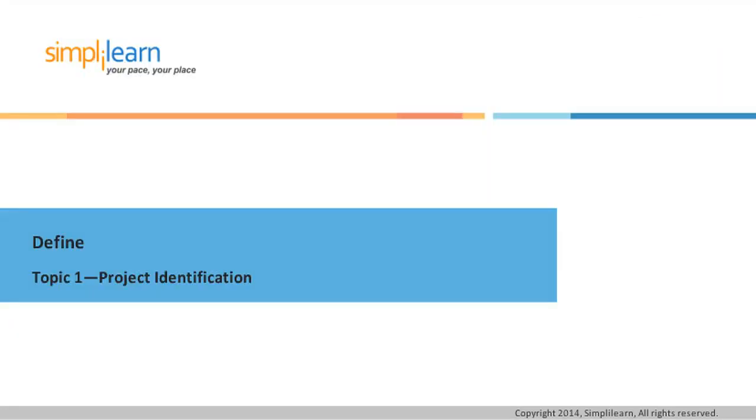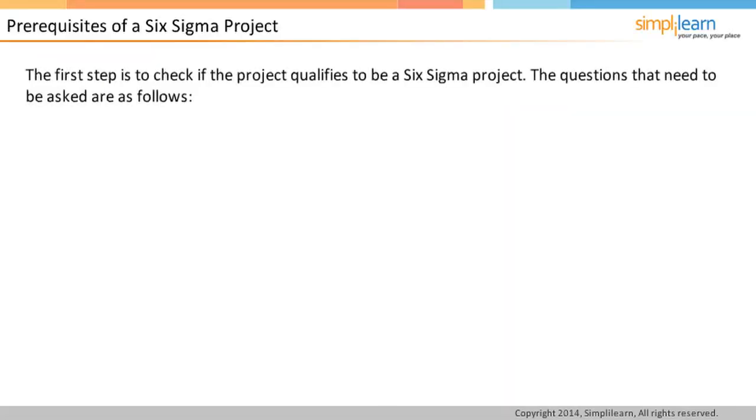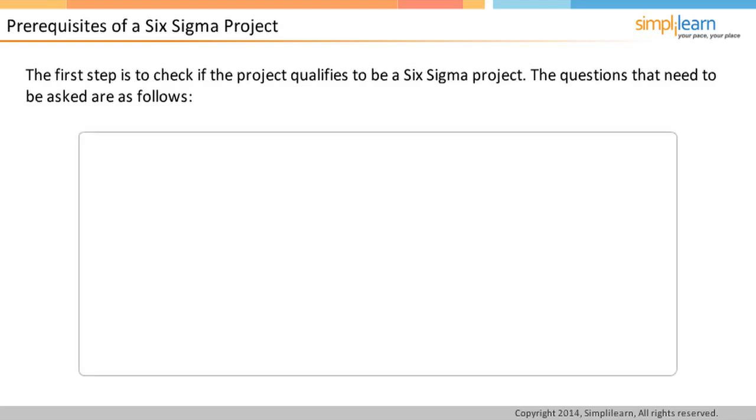In this topic, we will discuss project identification. Let us see the prerequisites of a Six Sigma project in the following screen. Six Sigma can be applied to everything around. It can be applied across almost 70 different sectors. However, it cannot be applied to all problems. The first step is to check if the project qualifies to be a Six Sigma project. The questions that need to be asked are as follows.